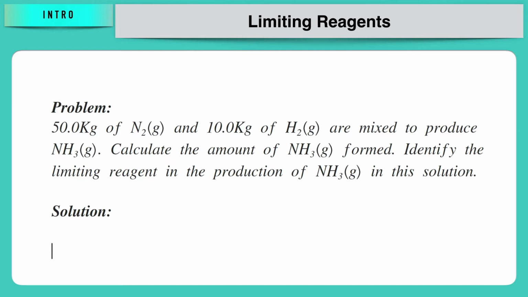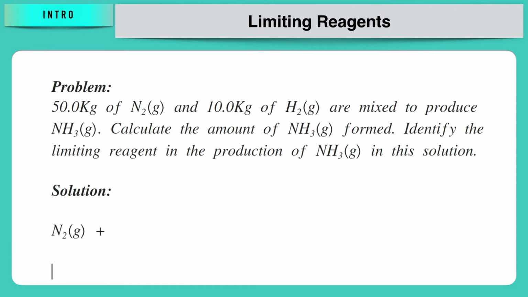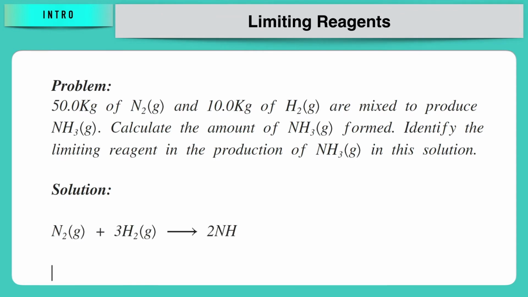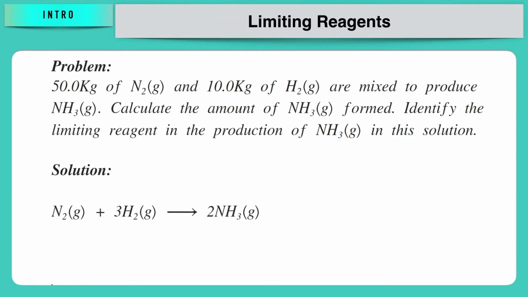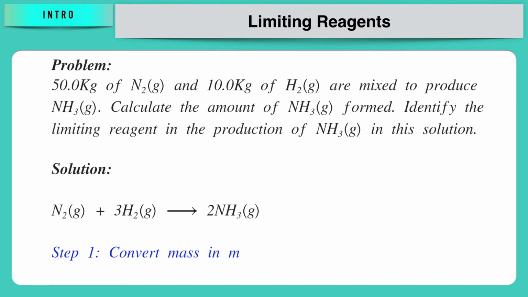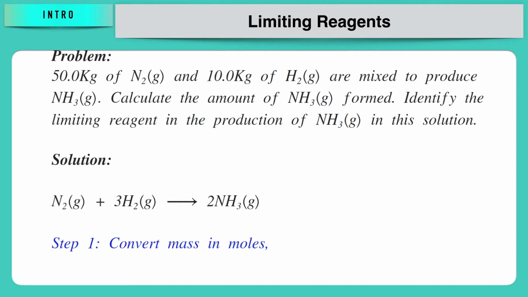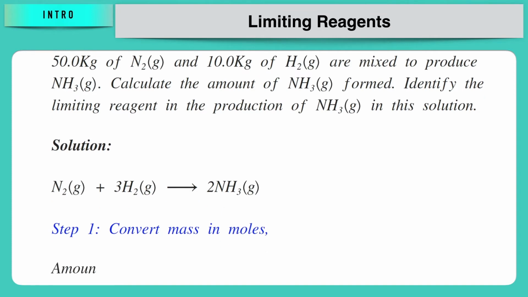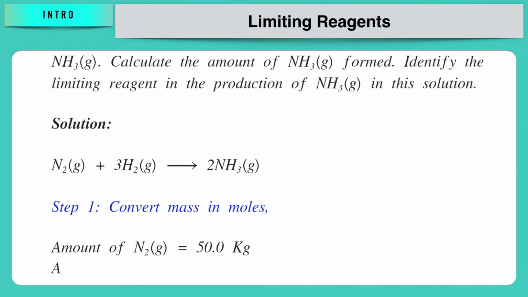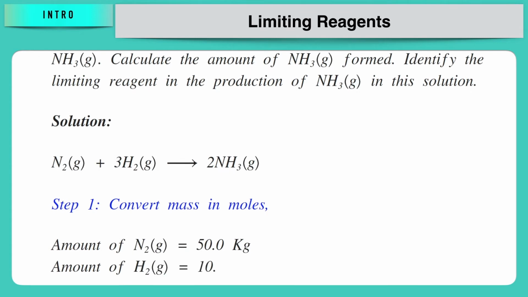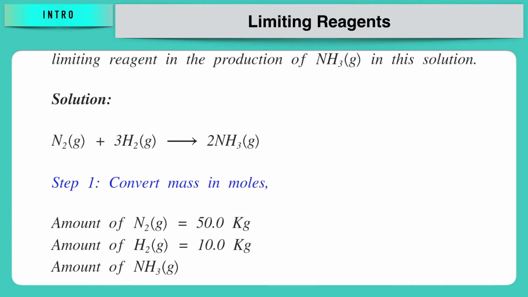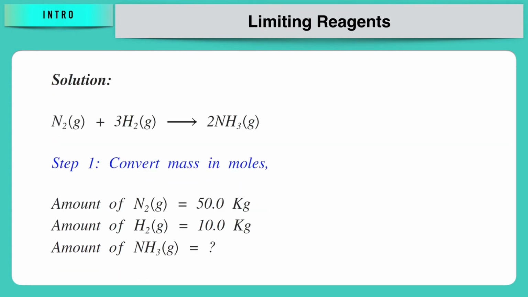Let us consider how you are going to do it. First of all, you will write the balanced chemical equation for the reaction. So the balanced chemical equation will be as shown: N2 plus 3 moles of H2 giving 2 moles of NH3. Now step 1 is to convert the given amounts into moles. The given amounts are N2 is 50 kg, H2 is 10 kg, and you need to find the amount of NH3.